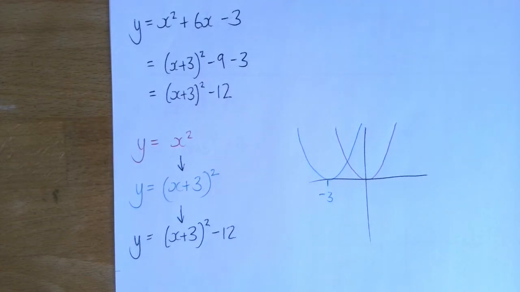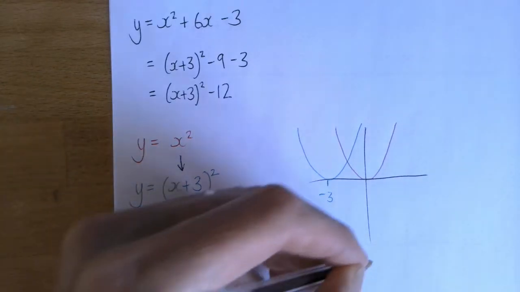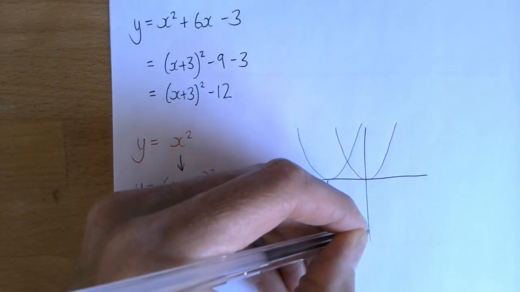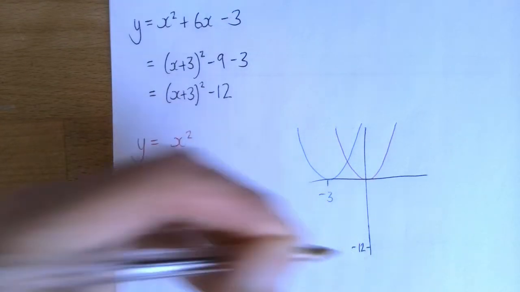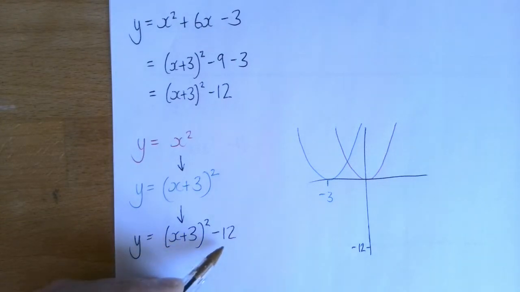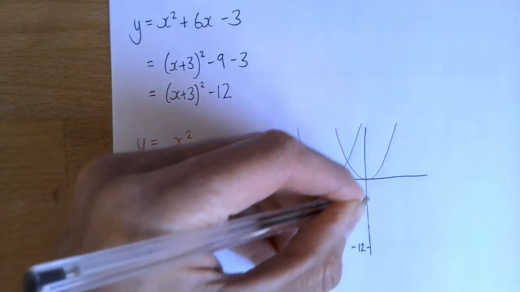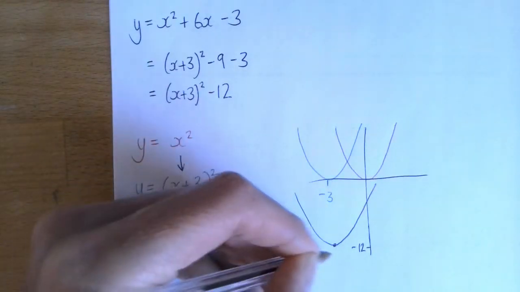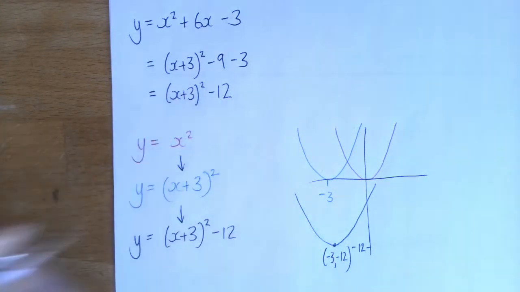And then finally, if you take that and you take away 12 from the whole function, it shifts the whole function down. Okay, so this is not to scale, but it shifts it down by 12. Remember, this is the opposite effect. We get shifted backwards 3 units, but this is the same effect. So we end up with a function that looks like this. And in particular, that turning point has the coordinates (-3, -12).